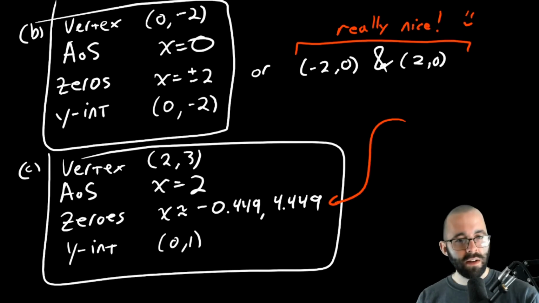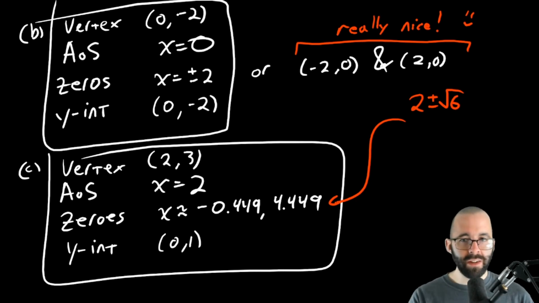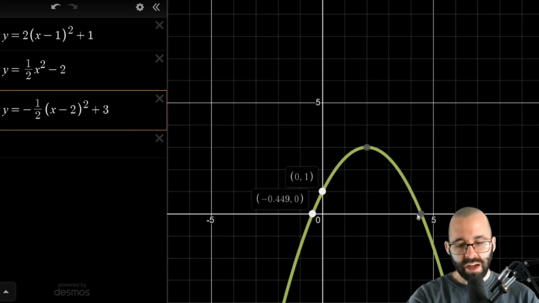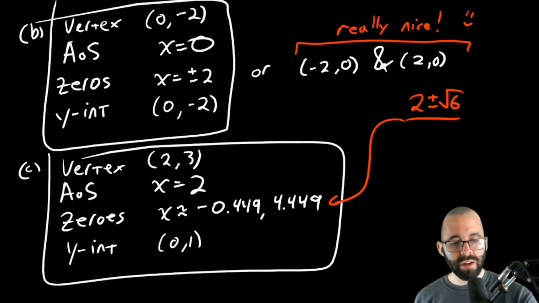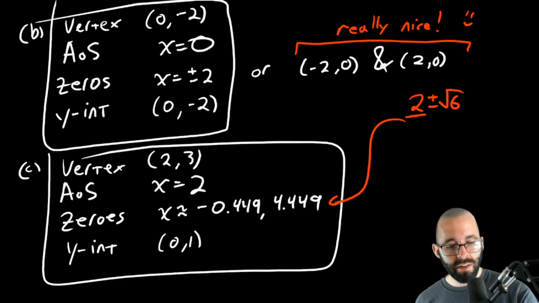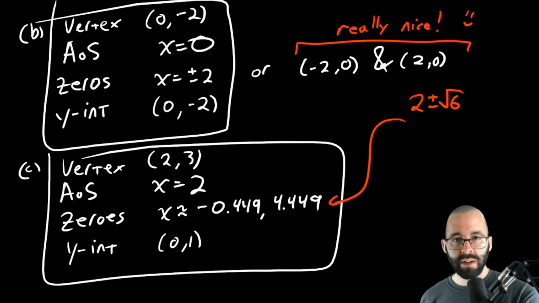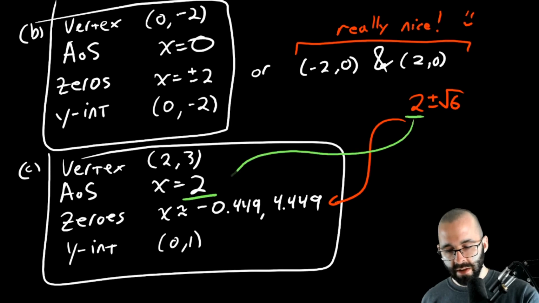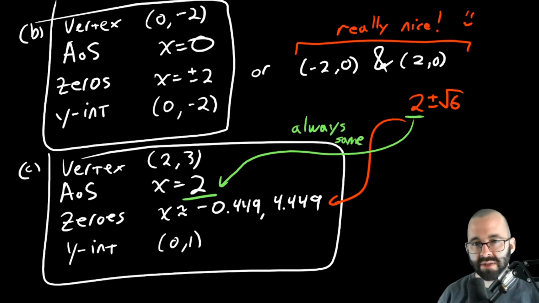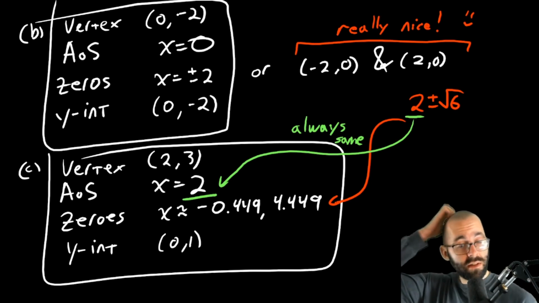These zeros are the two values of 2 plus or minus the square root of 6. The axis of symmetry is always in the middle of the zeros, right between the x-intercepts. So the x-intercepts were at 2 plus or minus the square root of 6. What's in the middle of 2 plus a number and 2 minus that number? This and this being 2 is no coincidence. These are always the same. And that's what we're going to use to find axes of symmetry when we don't have a graph. And that's a formula that we're going to develop here.